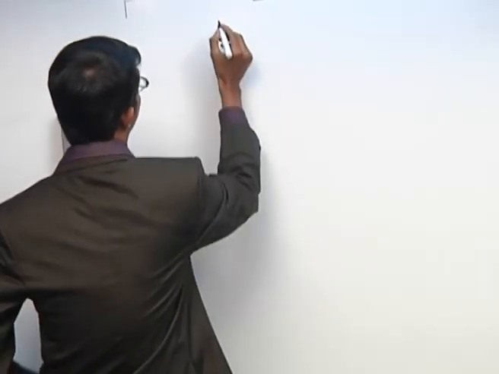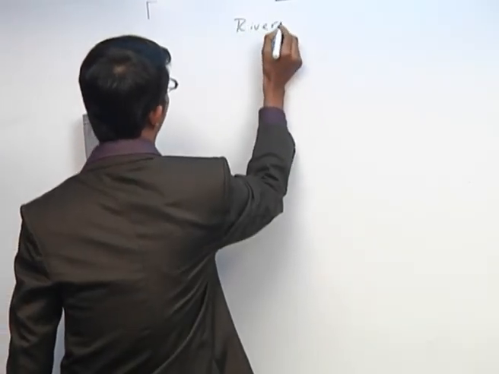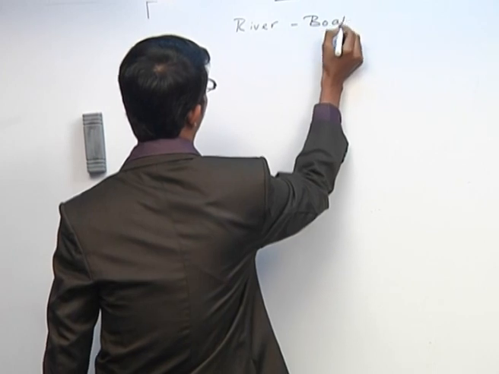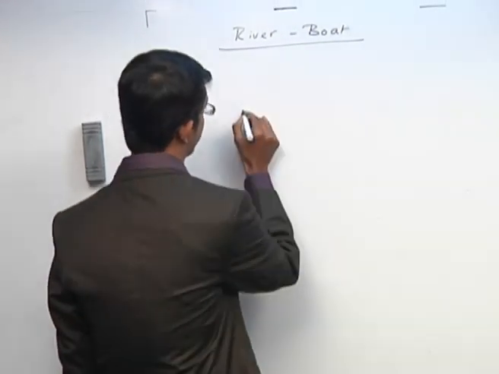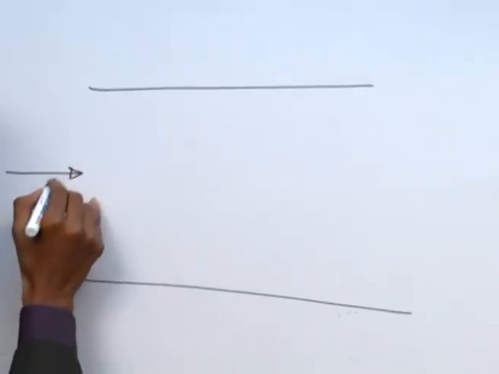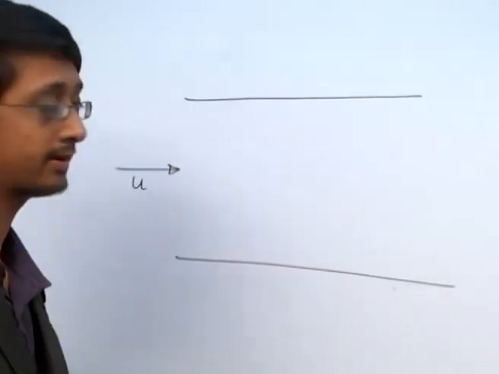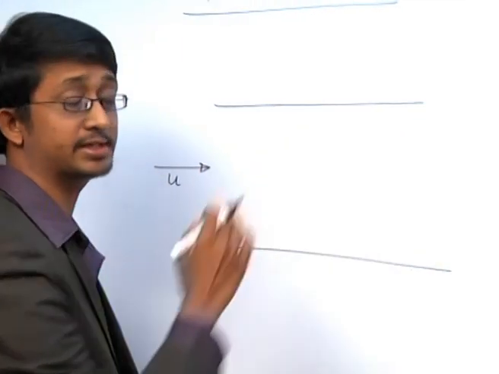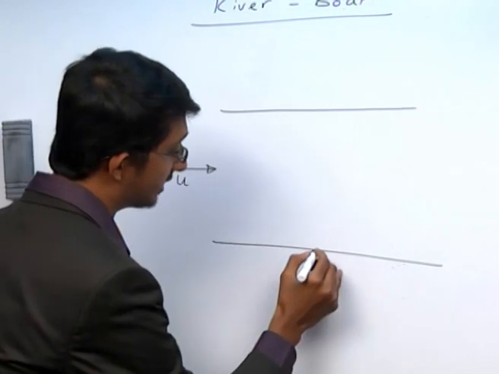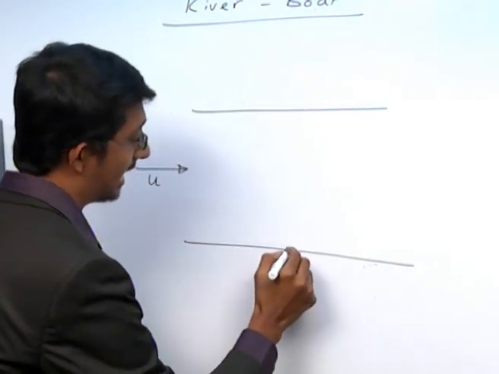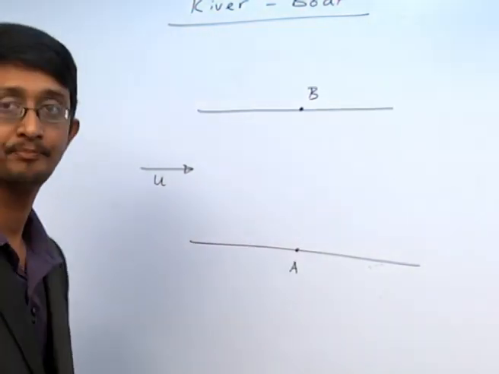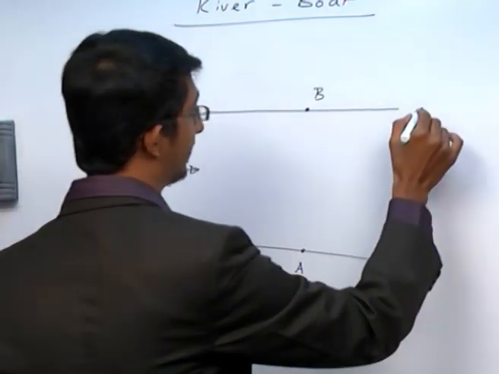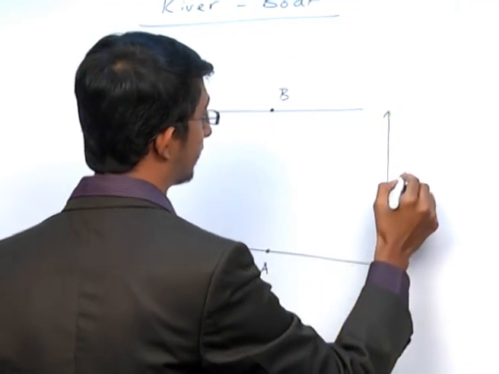So we'll do the river boat problems. In all these problems, first there is a river which is flowing with a velocity u. This is the direction in which the river is flowing. Here there is a point A, and directly on the other side of the bank there is a point B. Let us say for now the width of the river is d.